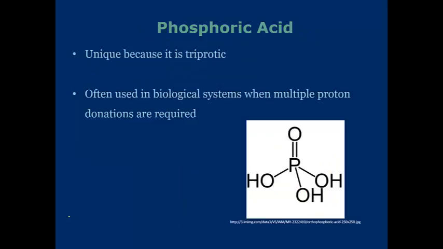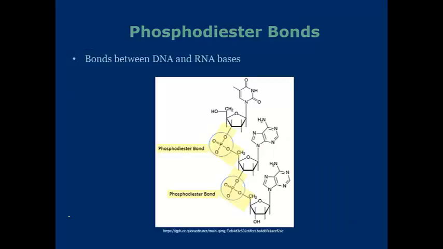In terms of acids, phosphoric acid is very unique because it's one of the few acids in organic systems that is triprotic. Because of this, it is often used in biological systems when multiple donations are required. Phosphodiester bonds are interactions where there is a phosphate in between two bases. This is generally found between DNA and RNA bases, which are listed below. This bonding structure is pretty characteristic of only nucleic acids, so if you see these, you can generally assume that it has to do with either DNA or RNA.